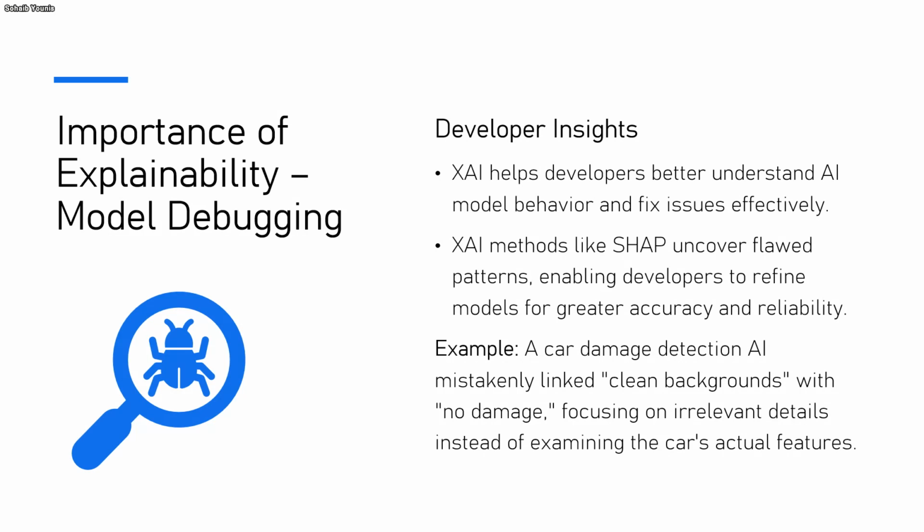In the factory, there was a car damage detection system that looked at images of cars, and if behind the car the background was clean, it would just ignore the car and say that this car has no damage, ignoring everything in the car. So this was a bug in the model. By exactly explaining why a specific decision was made by that model, the developers were able to find the bug in it, and then after the model was debugged, the car detection AI looked at the features of the car instead of the background.